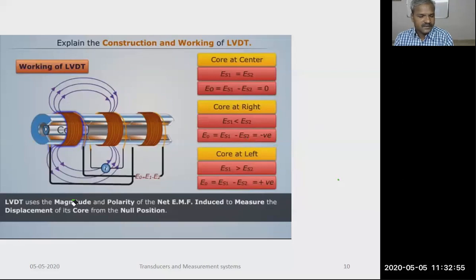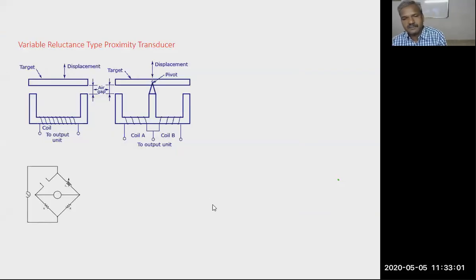Okay. Next we see the variable reluctance type proximity transducer. This is also very simple in construction. Only one coil is wound on the bar magnet, a U-shaped bar magnet. And this is the output unit.